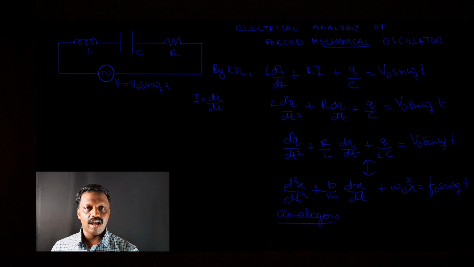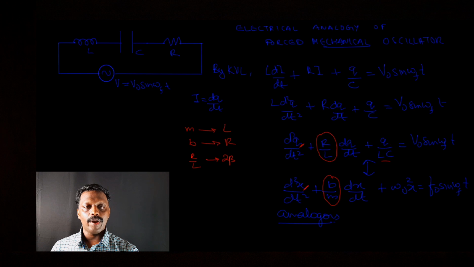Wherever x is there, we have Q. So the electric charge is equivalent to the displacement. So resistance is equivalent to the damping constant. Self-inductance of the coil is equivalent to the mass, which is a factor of inertia. So the analogous terms can be written. So we have an analogy between an electrical oscillator and a mechanical forced oscillator in a series LCR circuit, which is driven by an alternating voltage.